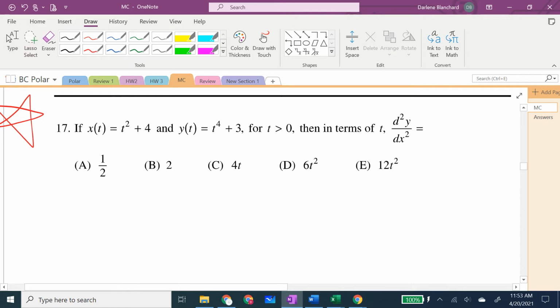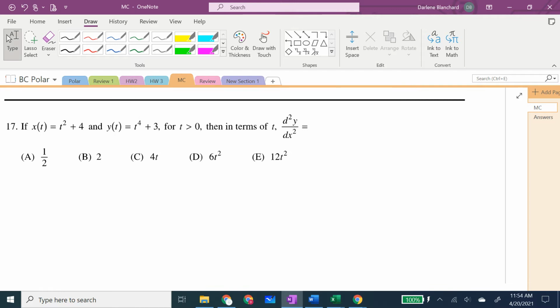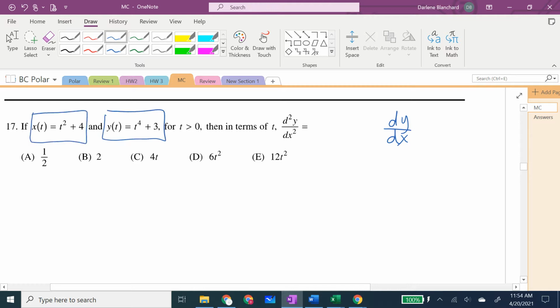When you're dealing with parametric second derivative, you have to remember there's a special extra formula because you need first dy dx. You have y with respect to t, you have x with respect to t. You are able to do dy dt over dx dt, and everything's fine and dandy. First derivative, dy dx, no problem. Derivative of t to the fourth plus 3 is 4t cubed. The derivative of t squared plus 4 is 2t.